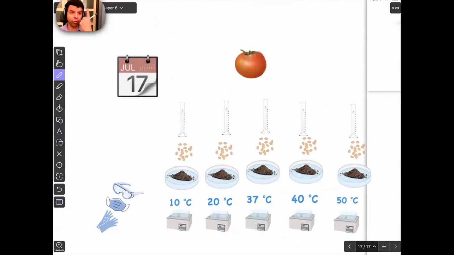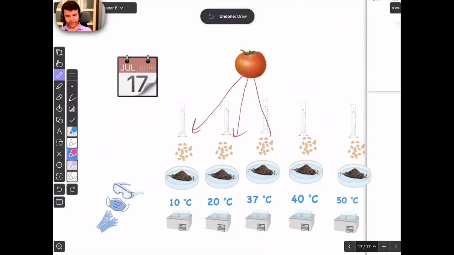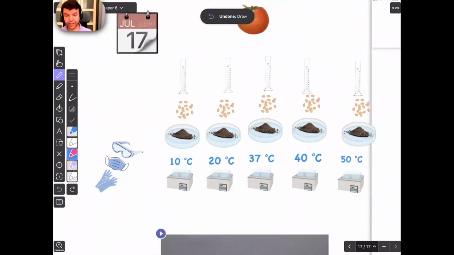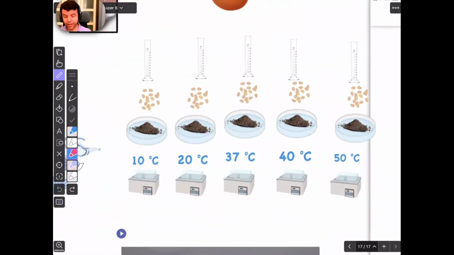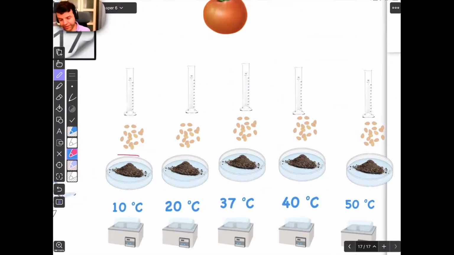I'll get 1 tomato, take the seeds out of it, take a large number of seeds. And what am I going to do? I'm going to take those seeds and put them into a fixed mass of soil, exactly the same type of soil. Then I'm going to put every pack of seeds at a different temperature because, again, what I'm changing here is the temperature. Temperature is the independent variable.